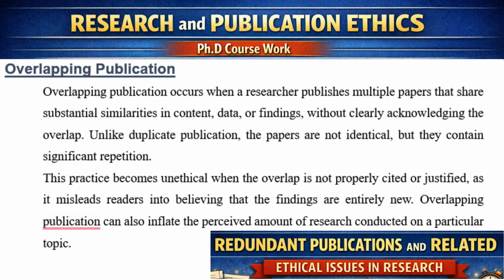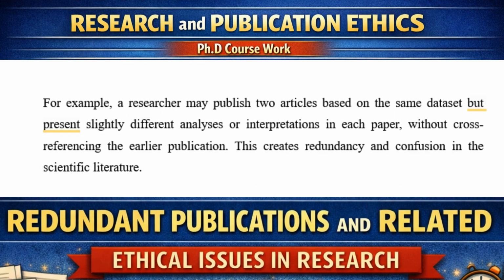Overlapping publication can also inflate the perceived amount of research conducted on a particular topic. For example, a researcher may publish two articles based on the same dataset but present slightly different analyses or interpretations in each paper without cross-referencing the earlier publication. This creates redundancy and confusion in the scientific literature.